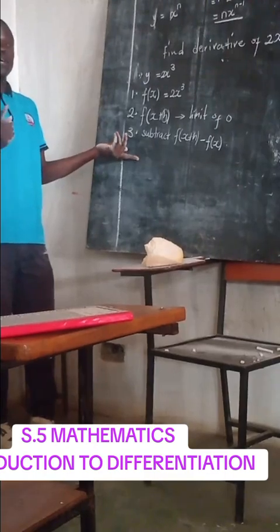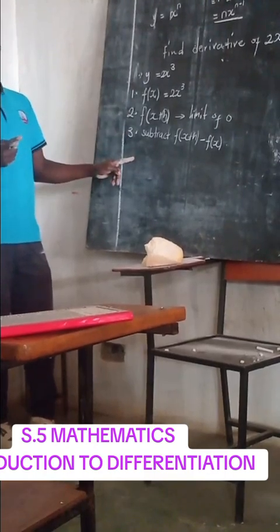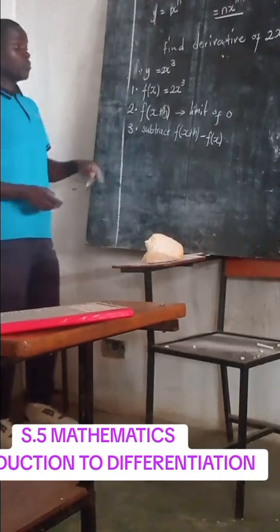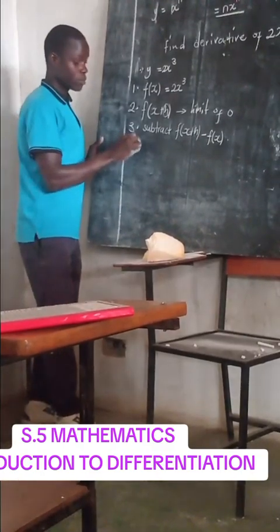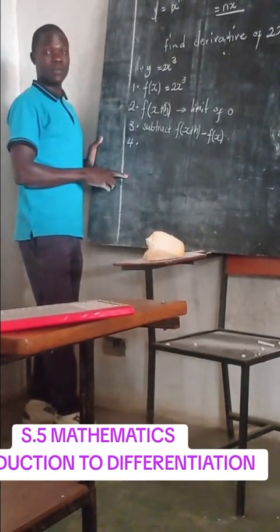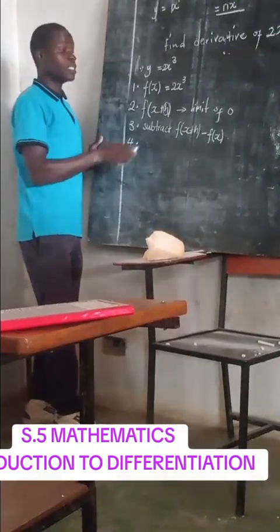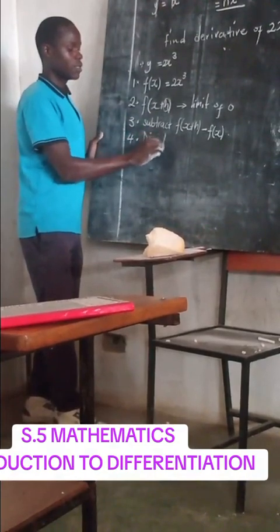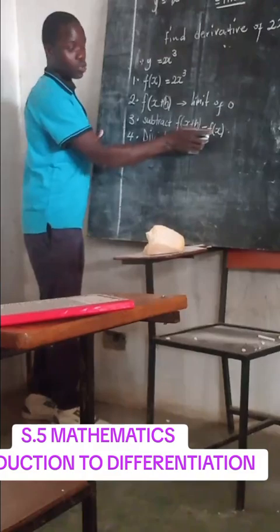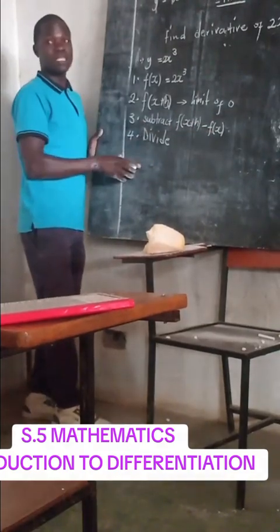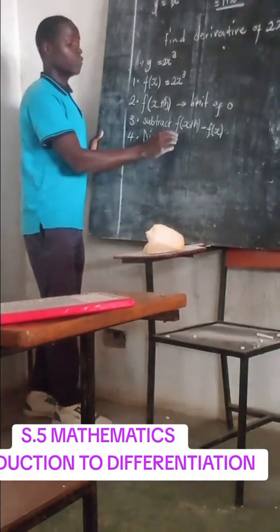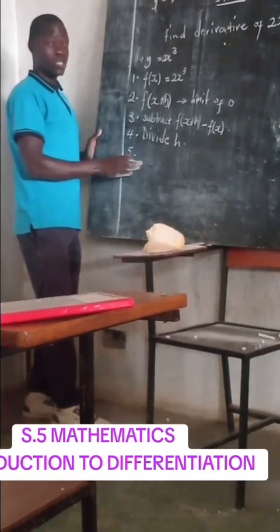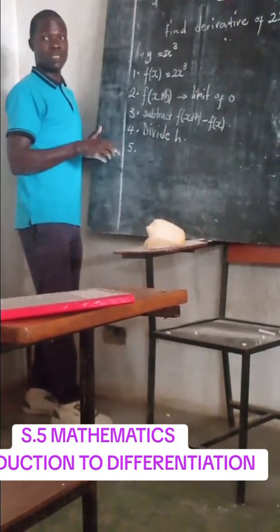Our fourth step is to divide. So divide by h. Then the final step is to substitute. Take the limit and substitute.